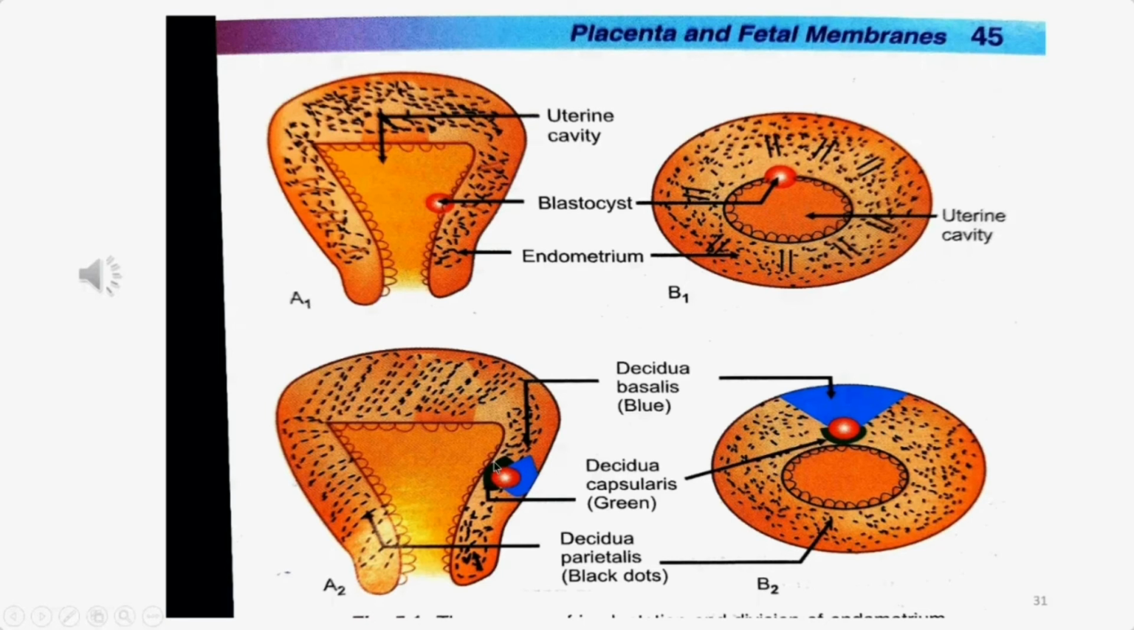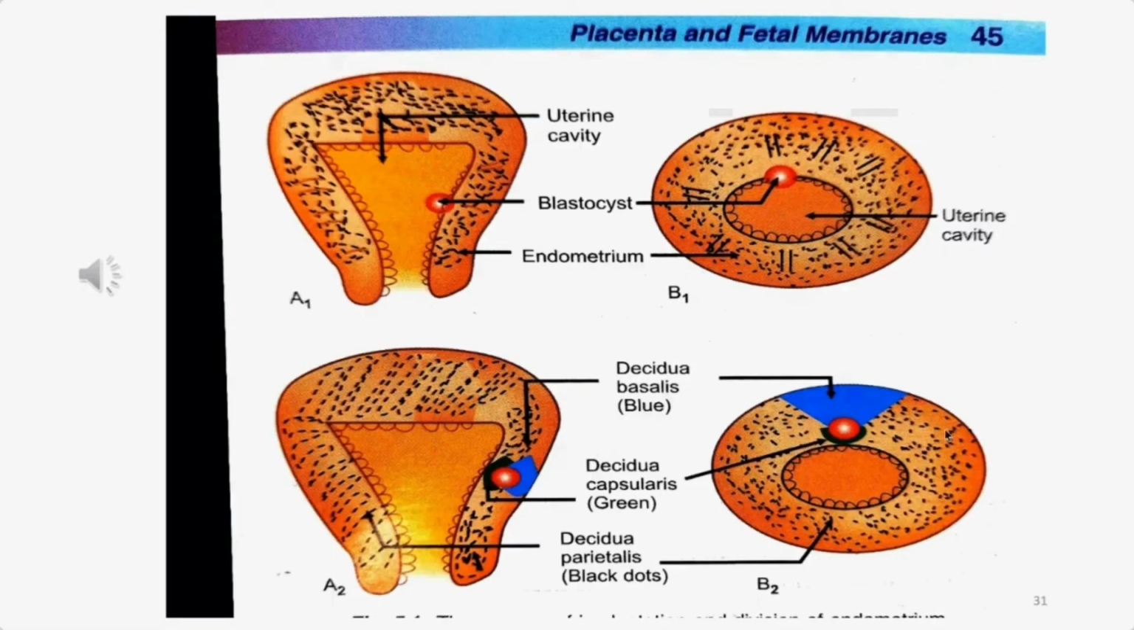So there are changes in the uterine wall. The whole endometrium that changes during implantation is known as the decidua, the part that lines toward the uterine cavity. Now there is the decidua capsularis. The part between the blastocyst and the uterine cavity is known as the decidua capsularis.